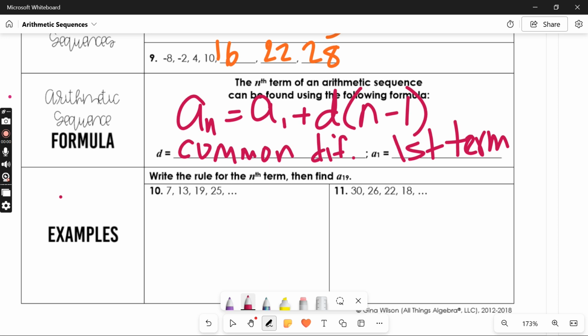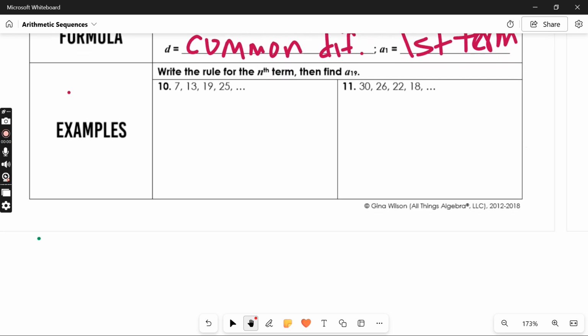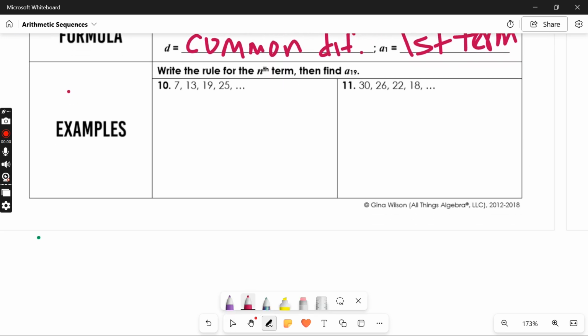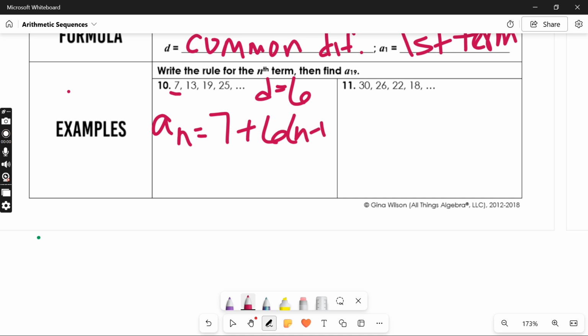Number 10 says write a rule for the nth term and then find a sub 19, which is just the 19th term. So I need two things: my first term and my common difference. My first term on number 10 is 7. From 7 to 13, it went up 6, so that's my common difference. So I'm filling in my formula: a sub n is equal to my first term plus my common difference times n minus 1.